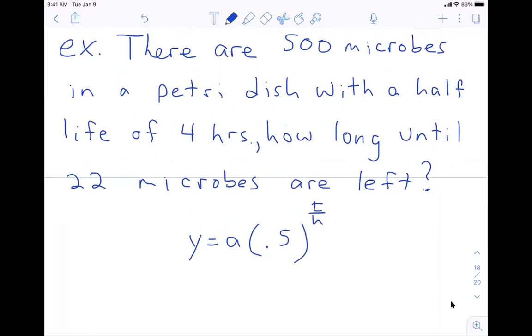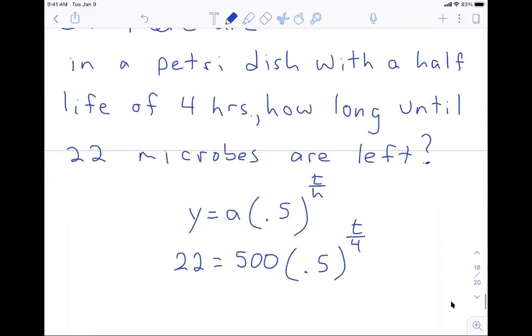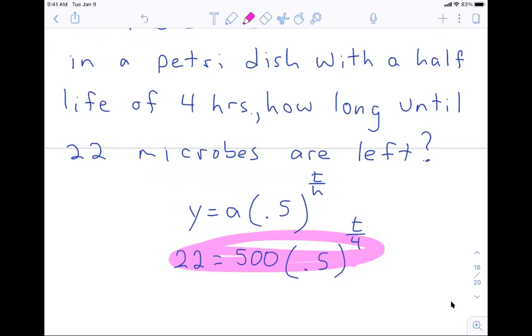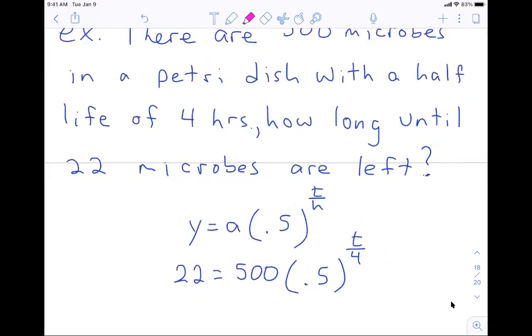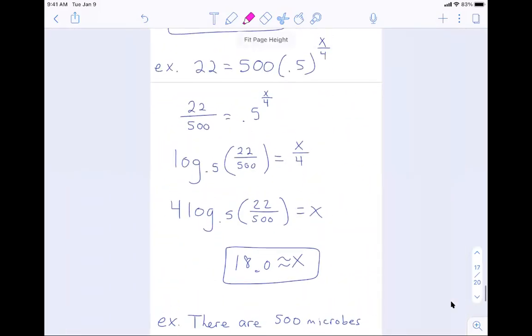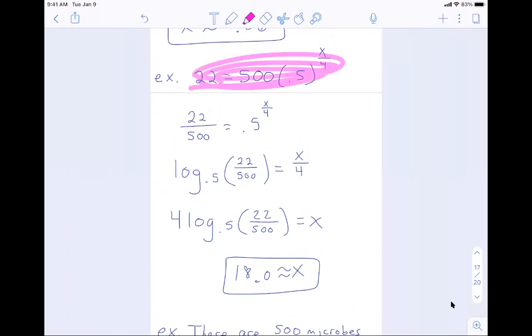So in this case, our final amount we want to be 22. Our initial amount is 500. We have 0.5 to the t over 4. And this is now a problem that we can solve. In fact, we just did. That's this problem. 22 equals 500 times 0.5 to the x over 4.